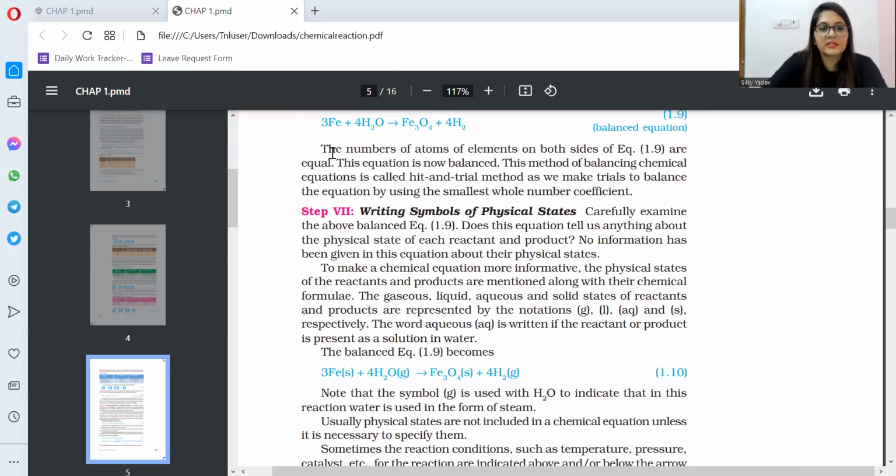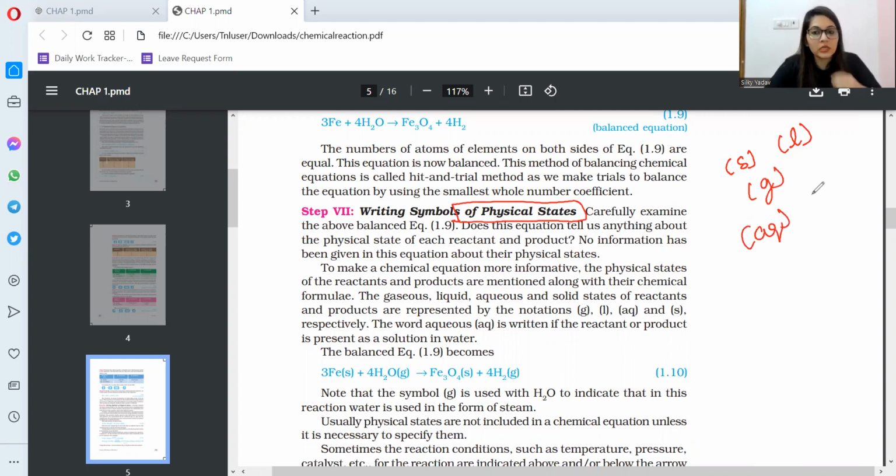Okay, now one last thing for today is writing symbols for physical state. Physical state means whether it is solid, liquid or gas. Okay, so for solid we represent by s, for liquid we represent by l, for gas we represent by g. Okay, and when it is an aqueous solution, in water, we write it as aq. Okay, so this is the notation, as I've already told you all this. So yeah, this is it for today.